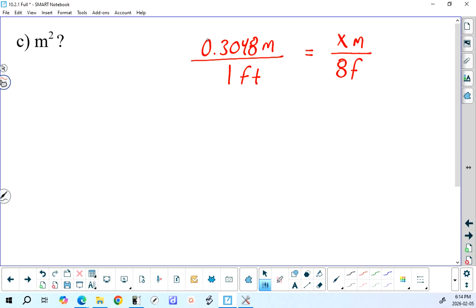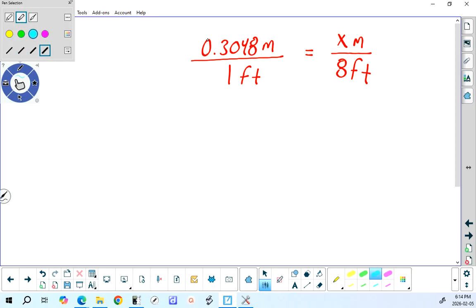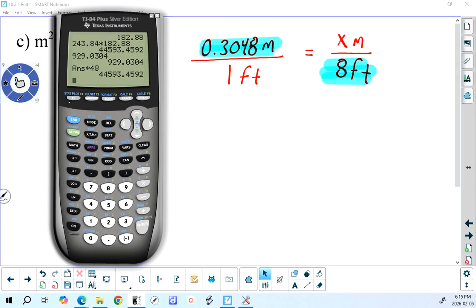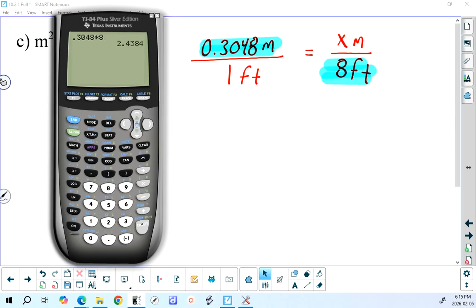What I discover is when I cross multiply, I'm going to end up multiplying this number times this number. So if I take 0.3048 and multiply by 8, this is the length in meters: 2.4384 meters.